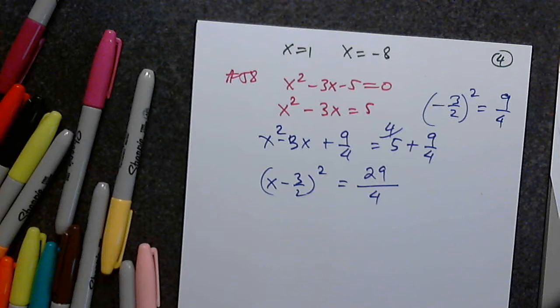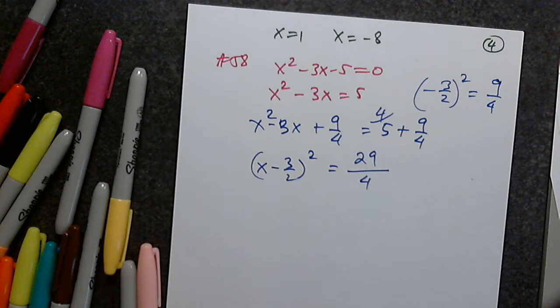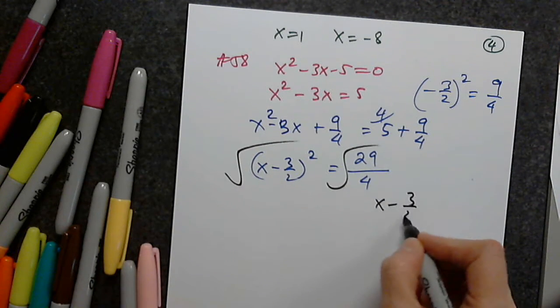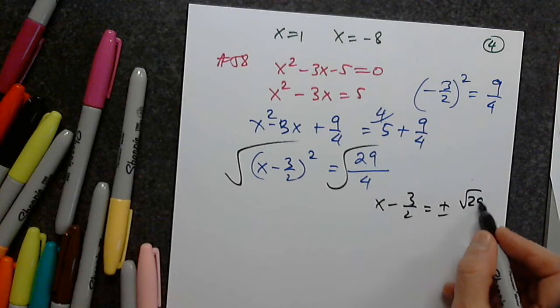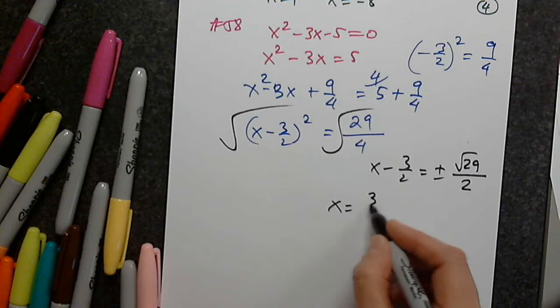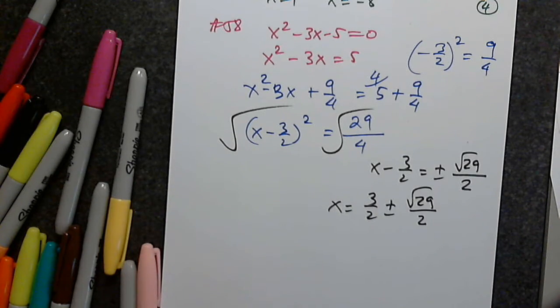This is a very important method, as I said, for the end of chapter 2. Where do we get 29 from? We're adding 5 plus 9/4, which gives 29/4. Yes. So now we take the square root from both sides. X minus 3/2 equals plus or minus the square root of 29 over 2. And in this case, we will not separate. There is no point. Any questions?